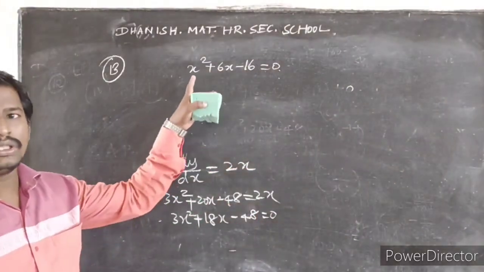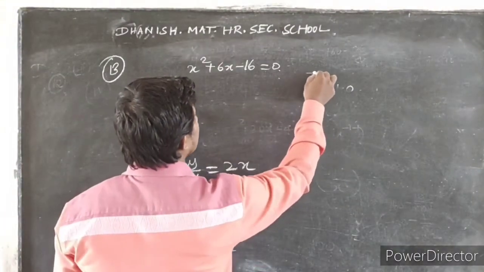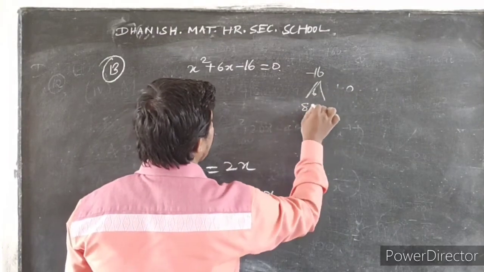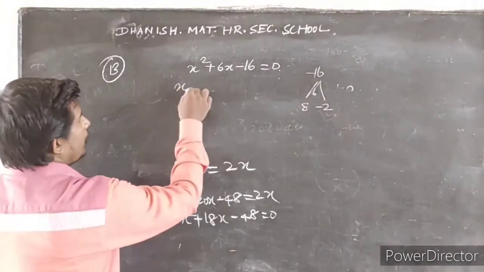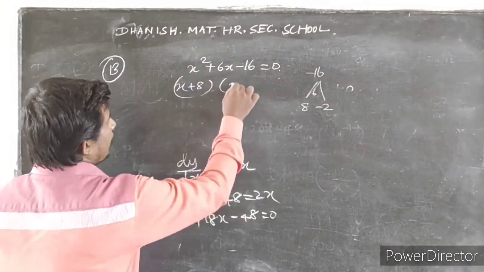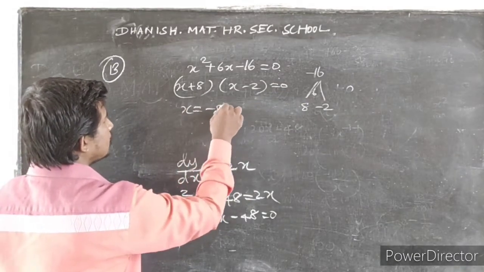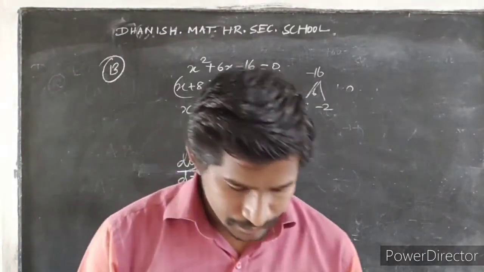Now we can solve this equation by just splitting the middle term part. So we will have minus 16, 6. So 8 minus 2. So we will have x plus 8 into x minus 2 equal to 0. So x equal to minus 8 or x equal to 2. We got our x value.